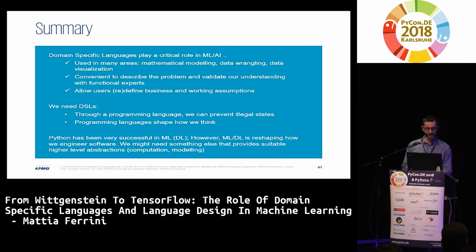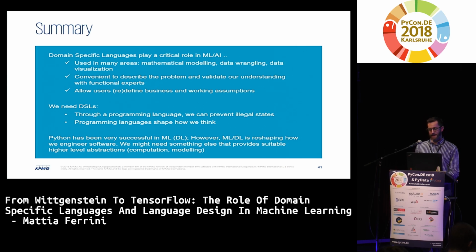So in summary, domain-specific languages play a critical role. They are used in many areas: mathematical modeling, data wrangling, data visualizations. They are convenient to describe the problem and validate our understanding with the functional experts, and allow users to redefine business and working assumptions, which is very important to make products, machine learning products, last longer in the industry.